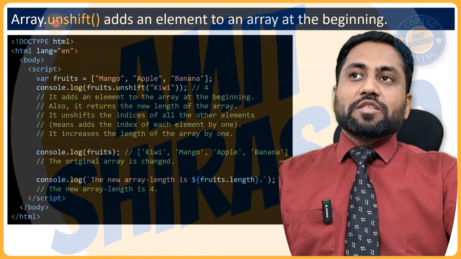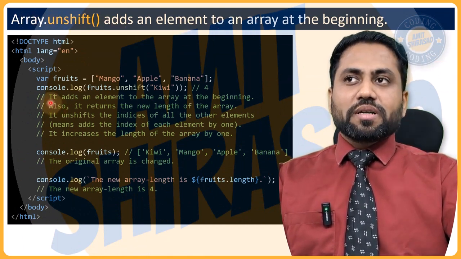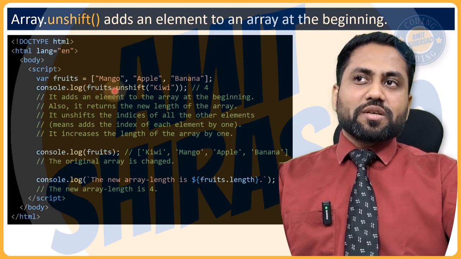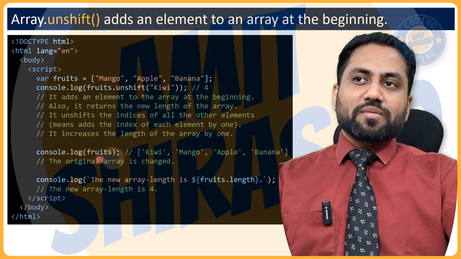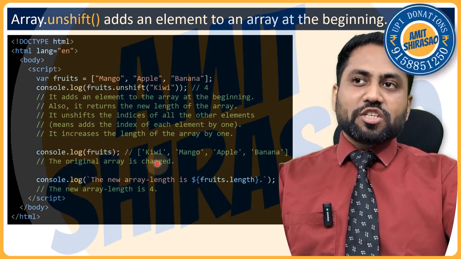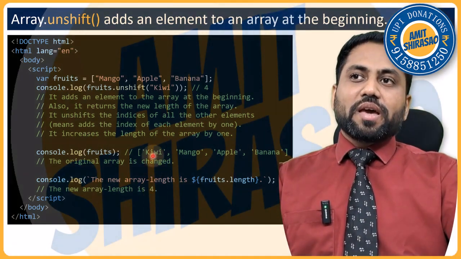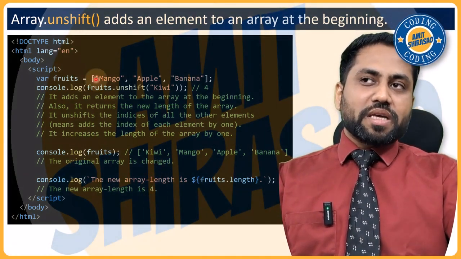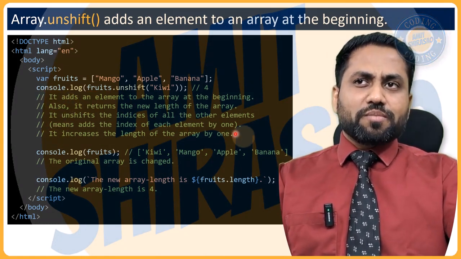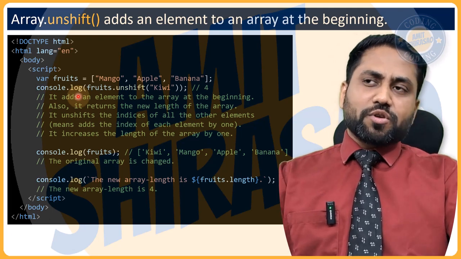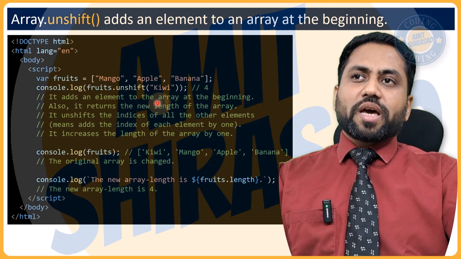Okay. So array dot unshift basically adds an element to an array at the beginning. Always remember, suppose this fruits, I'm saying fruits dot unshift kiwi. Finally the original array gets changed, and the original array's length also gets changed. And that kiwi got added at the beginning. So always remember these lines, wherever I give a comment, the comments are extremely important. So remember this comment. What it says is, it adds an element to the array at the beginning.